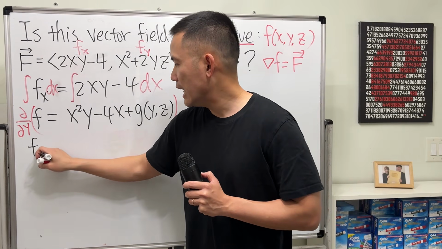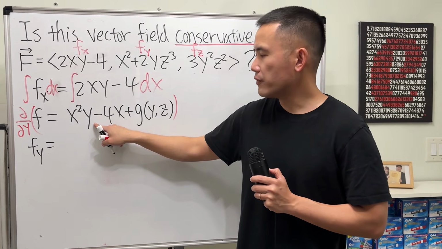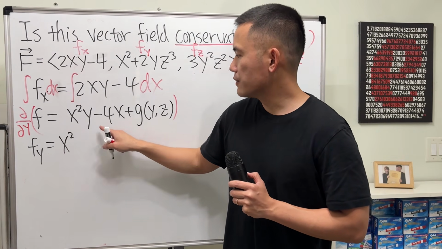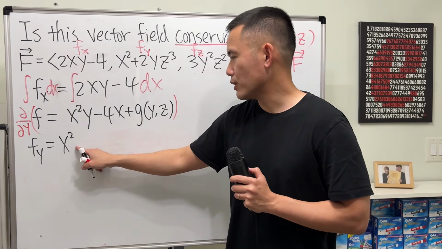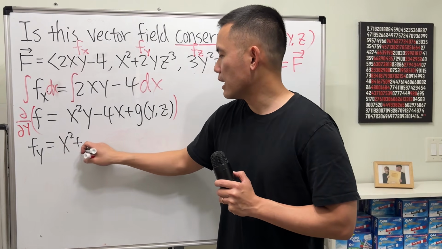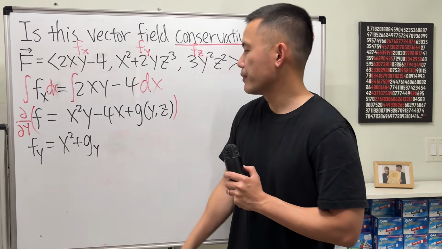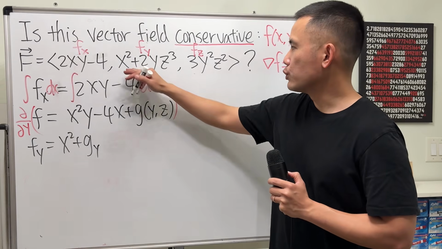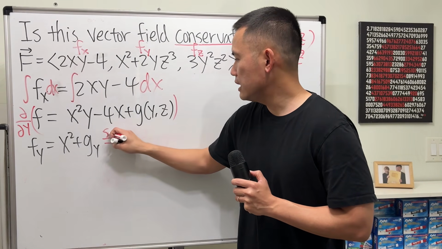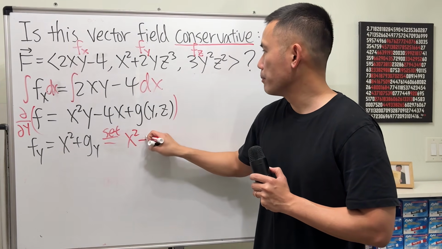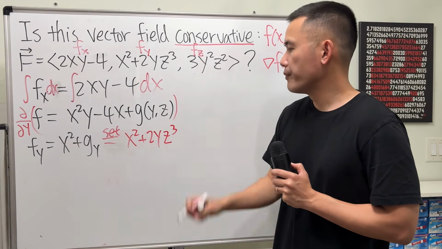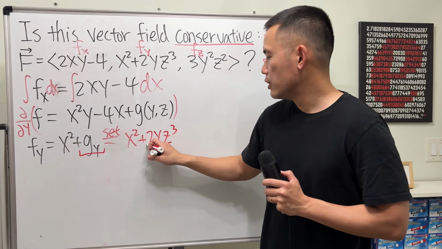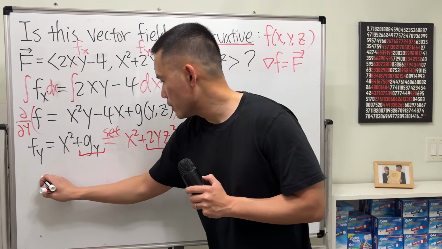Then we get f sub y equals the derivative of this with respect to y. Here we have 1, so it's just x squared. And then minus 4x. There's no y, so just 0. This right here, I will just say plus g sub y for the partial of g with respect to y. This right here shall match with that, so I'm going to set this equal to x squared plus 2y z cubed. Now, x squared match. That means g sub y shall be equal to this. So that's my next condition.